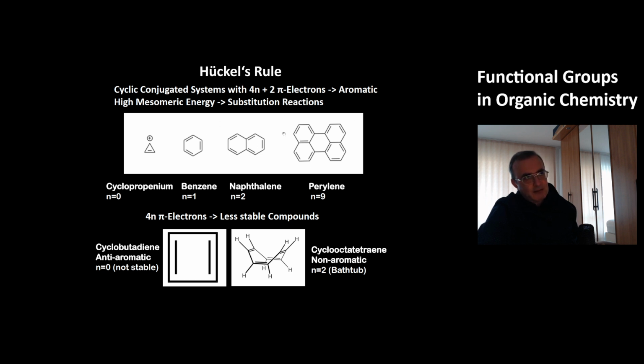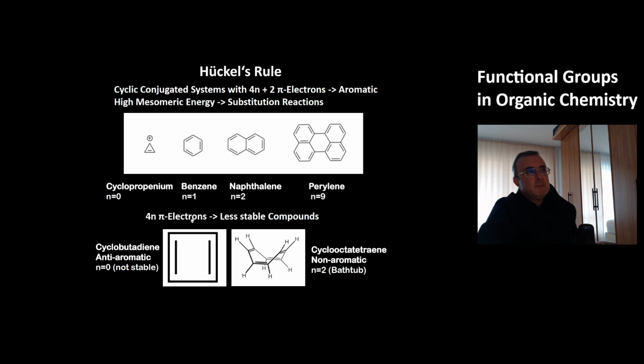For closed systems, you have the Hückel rule. There's a different story. The Hückel rule says if you have 4n plus 2 pi electrons in a cyclic conjugated system, then you get an aromatic system, and those systems have high mesomeric energy, and they don't like addition reactions but prefer substitution reactions. The substitution reaction maintains the cycles, and here you have some examples. You have the cyclopropenium ion, where n can be 0 in this formula. This is the simplest aromatic compound.